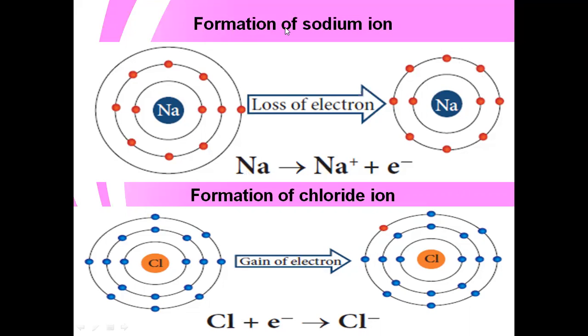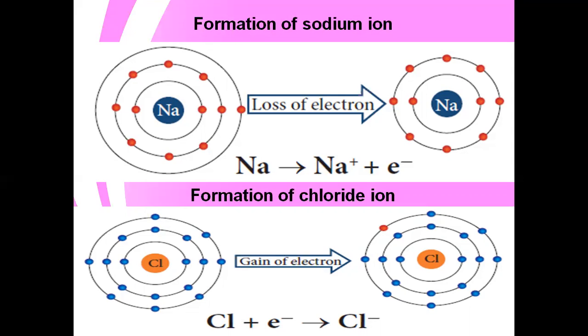Chloride, the atomic number is 17. So the K shell contains 2. Next, the L shell contains 8. The M shell contains 7, so it needs 1 electron to be completely filled. So chlorine gains an electron. One electron is gained from the nearest atom, and it is completely filled and attains stability.